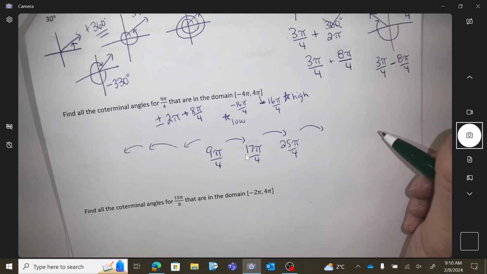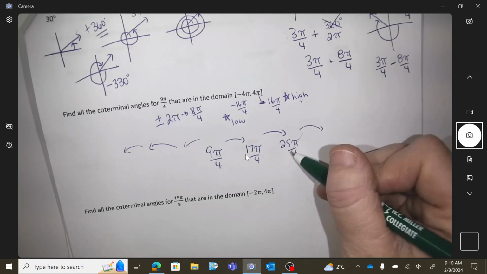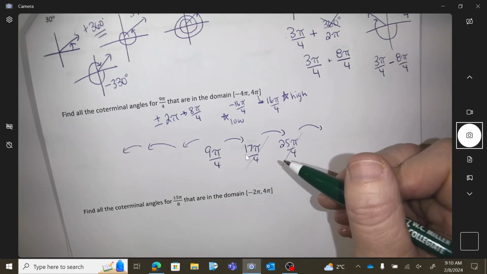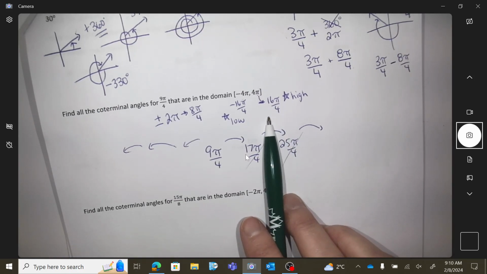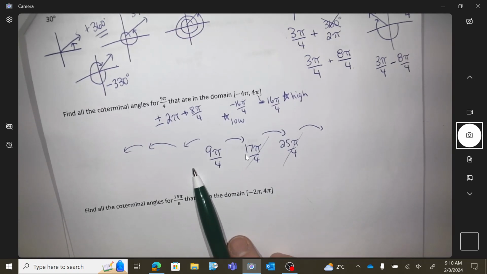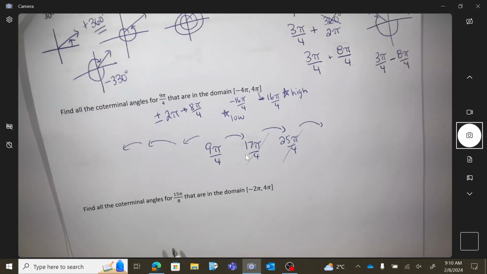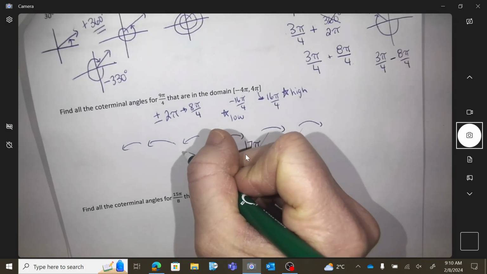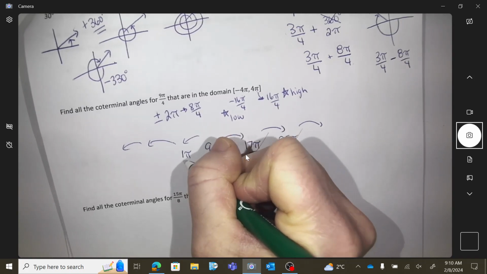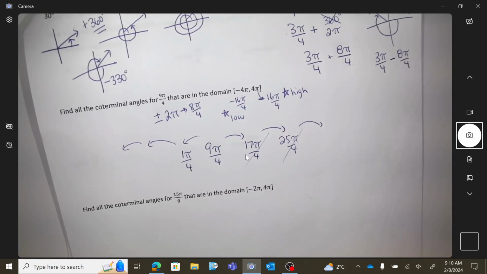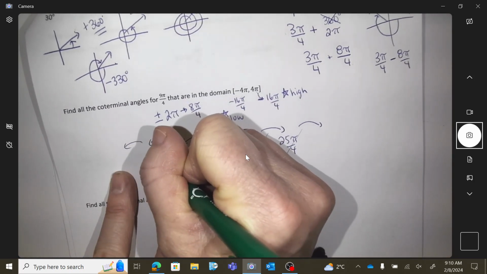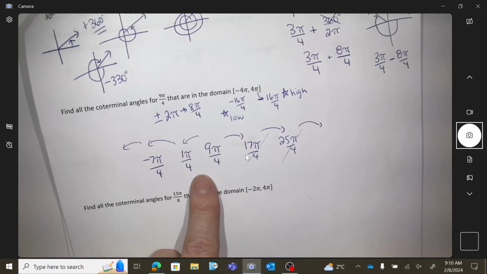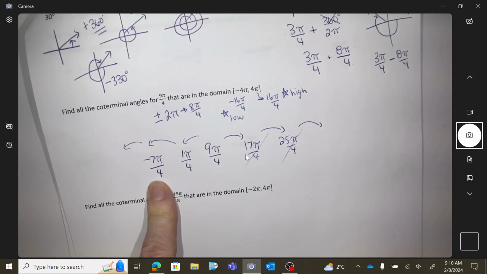But you know what? These are too high. I can't be above that number. Okay, so let's go down by 8. So if I went down by 8, this would be a 1 pi over 4. If I went down by 8, so now I'd be at negative 7.